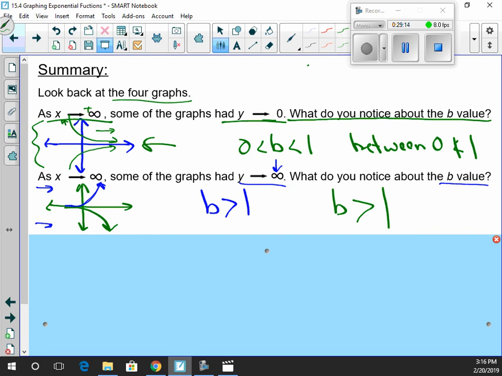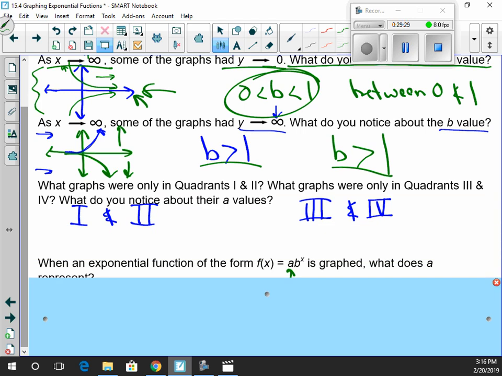However, if our graph approaches negative infinity, our b value is also greater than 1, right? So in order to get our graphs to go close to 0, our b value is in between 0 and 1. In order to get our graphs to go to positive infinity or negative infinity, our b values have to be greater than 1. Awesome. All right, next question.